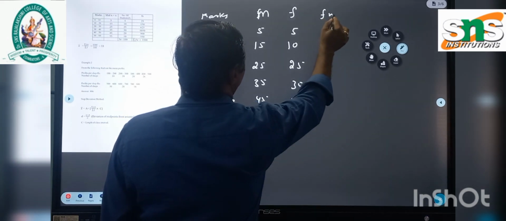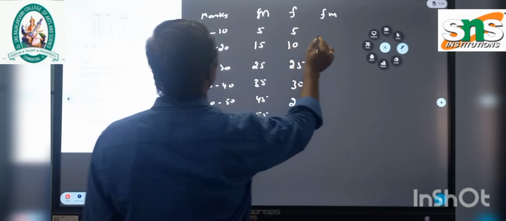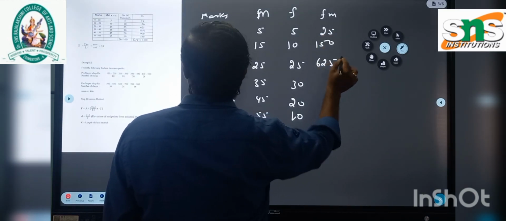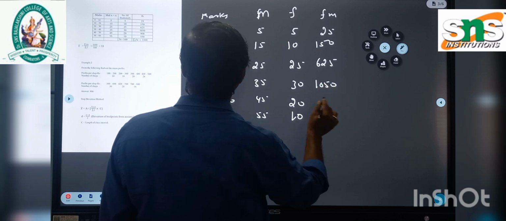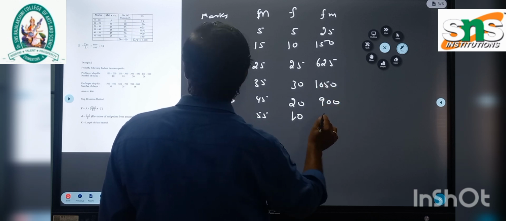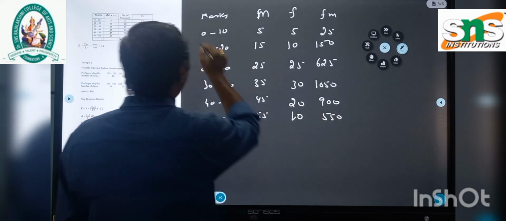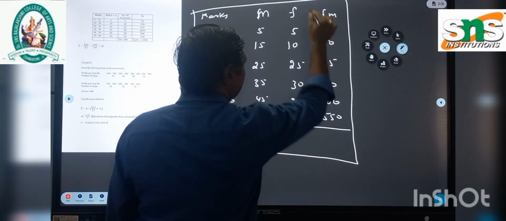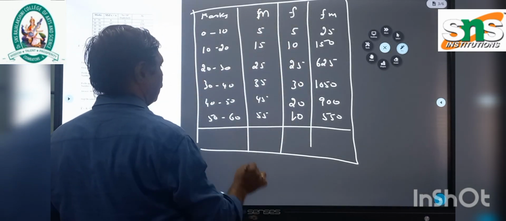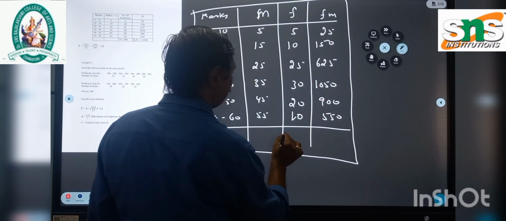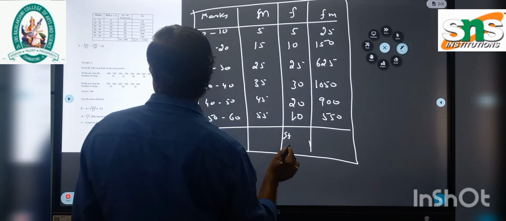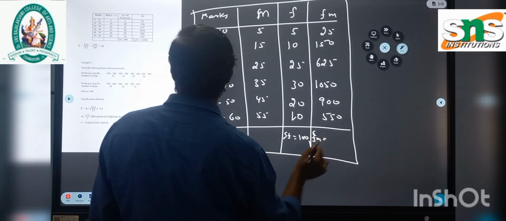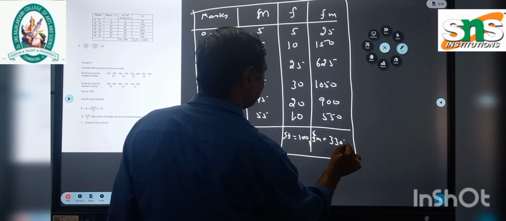We need fm. The fm is the product of these two. 5 fives are 25, 15 tens are 150, then 625, 1050, 900, and 550. Then we form the table. This is the table. So what is the sum of f? The sum of f is 100. There are 100 students in that class. And what is the sum fm? The sum fm, the total value, is 3,300.